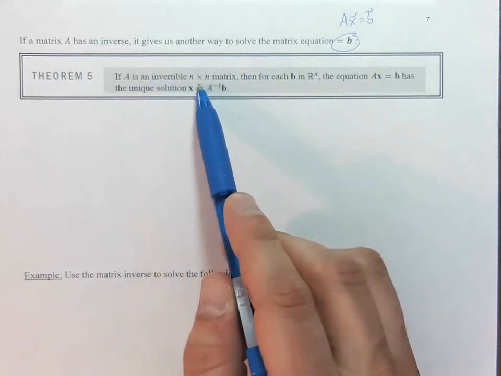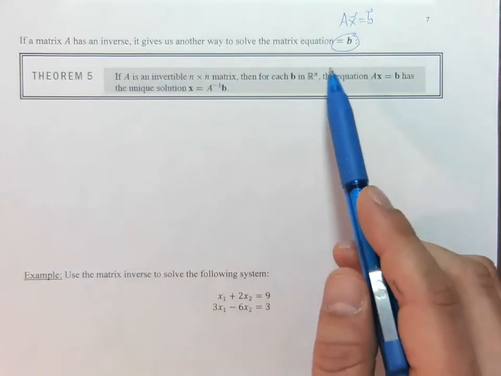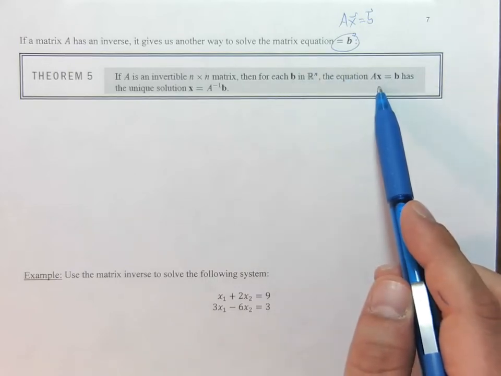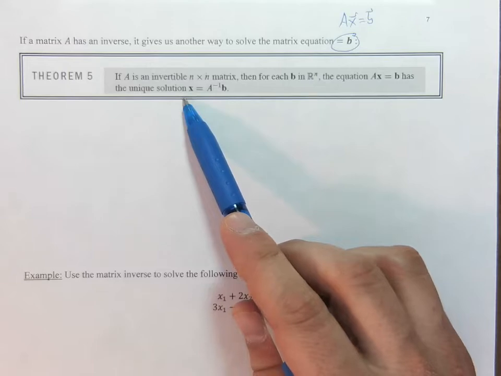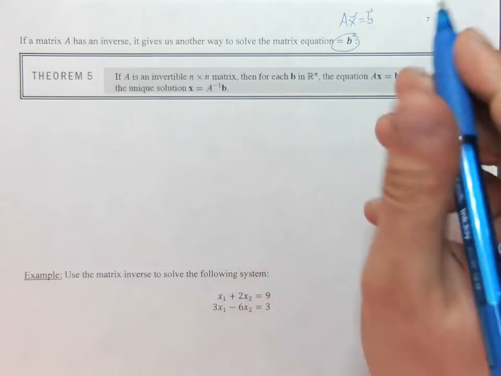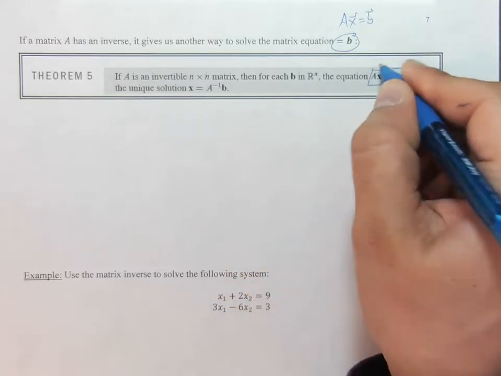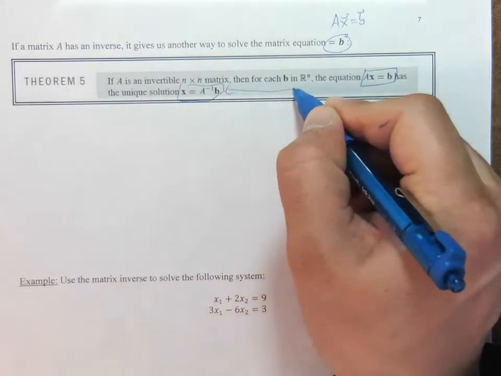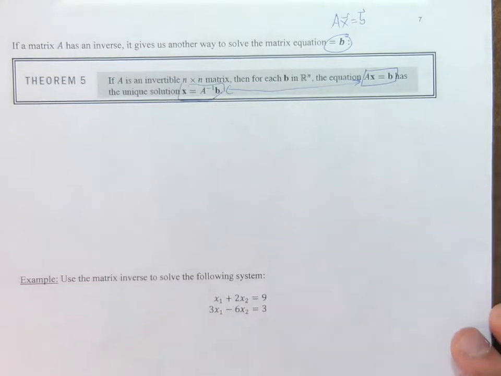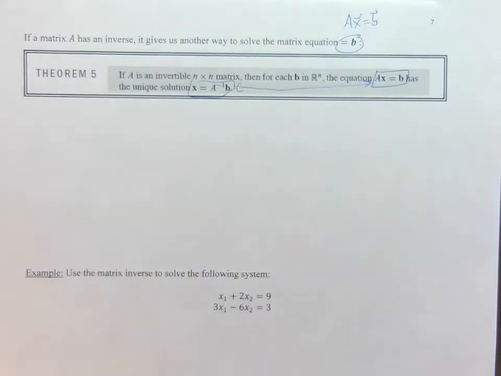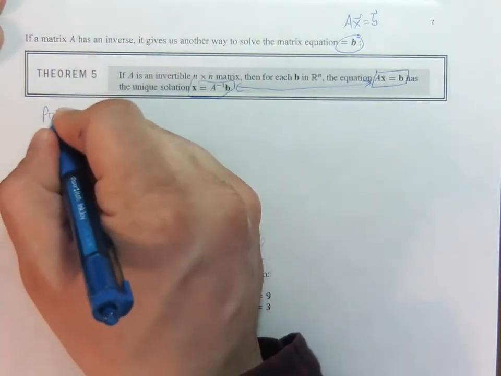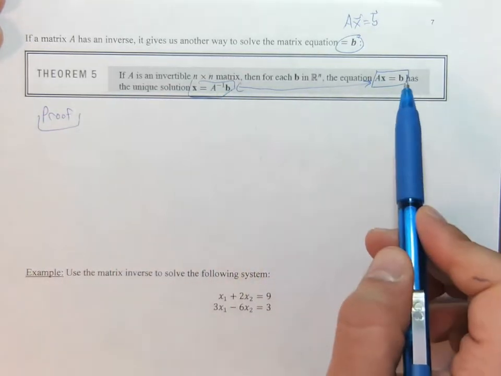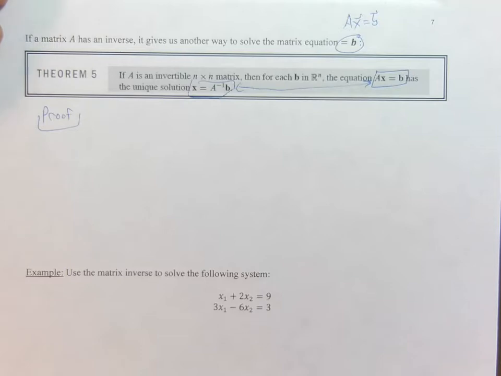If A is invertible and it's square, then for every B the equation AX equals B has the solution X equals A inverse B. And so if we want to solve this equation for X, the solution is this, right? This is what this is telling us. And let me show you why. So, proof. Why is the solution of this just multiplying the inverse on the left of B?